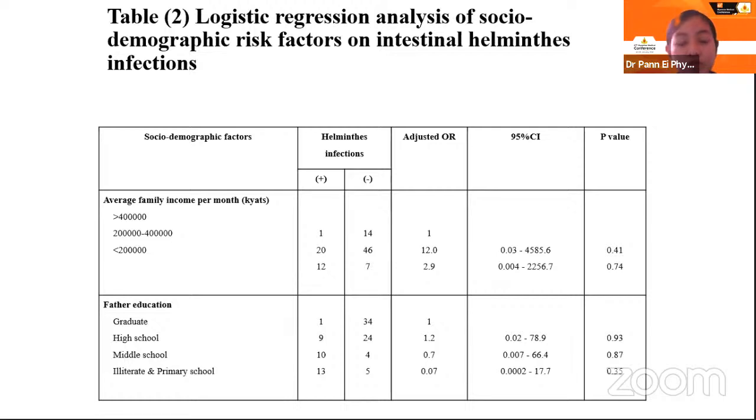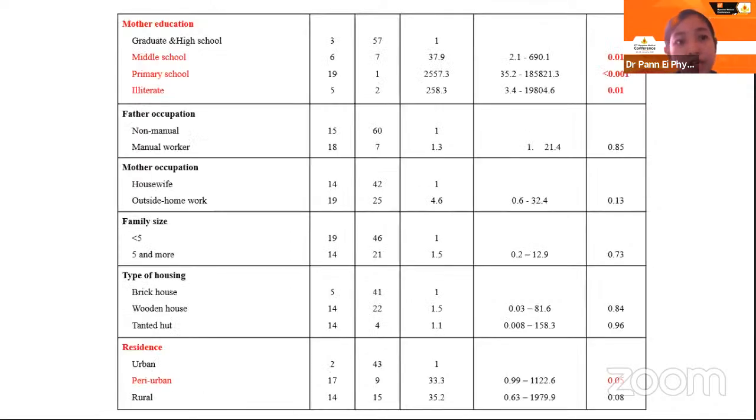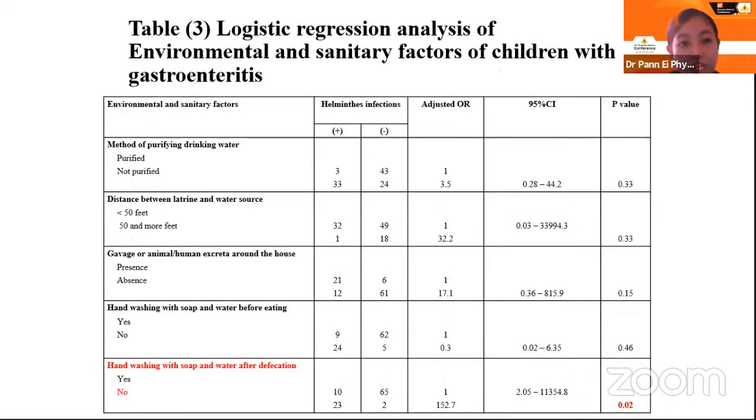After logistic regression analysis, three risk factors were found as the strongest risk factors. They are low maternal educational level, residence in peri-urban areas, and no hand washing with soap and water after defecation.